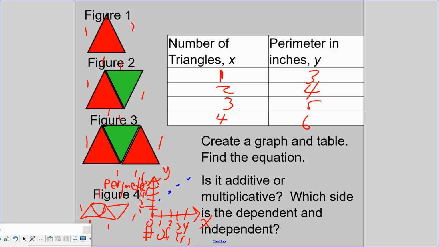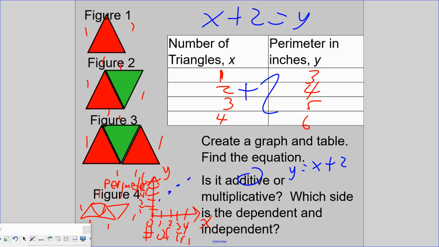So now let's find the relationship between the number of triangles and the perimeter inches. The relationship is plus 2. I'm adding 2 to the number of triangles. And what variable is represented by that? x plus 2 equals y, or y equals x plus 2. So it's additive.